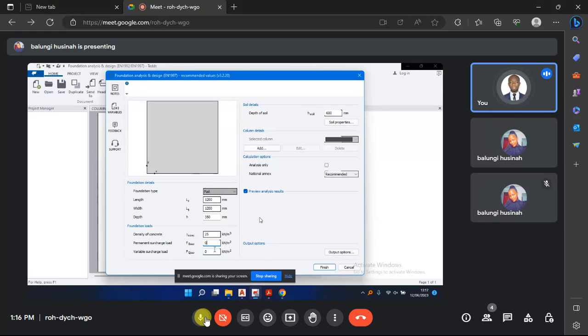Now there are cases when you have surcharge load. Maybe on top of the base there is soil. You get it? So when there's soil, it is like a permanent surcharge load. You have to calculate that weight.